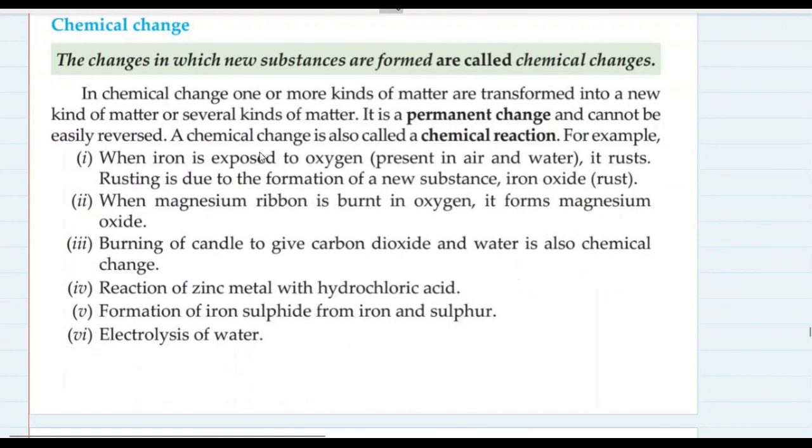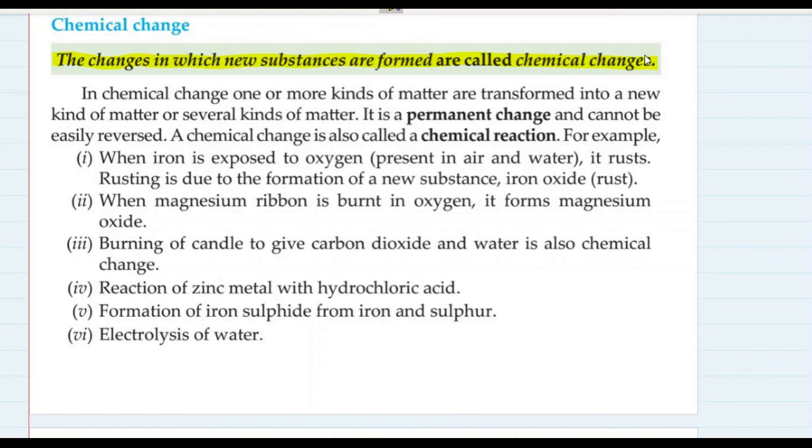The changes in which new substances are formed are called chemical changes. That's the main, biggest criteria with which you can differentiate between a physical and a chemical change. New substances formed means chemical change. Generally, chemical changes are permanent changes, but there are some chemical reactions which are reversible.